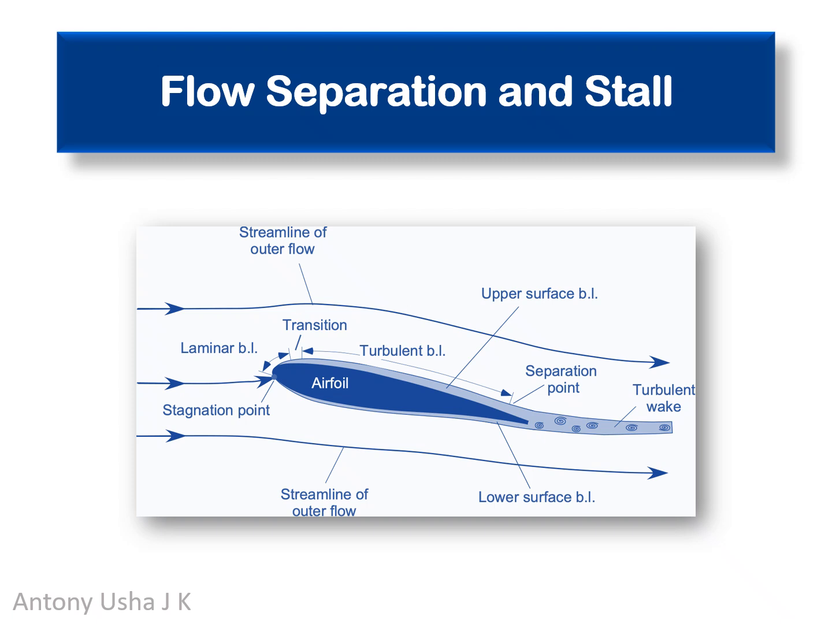Eventually, the flow may no longer follow the surface contour, leading to flow separation. This occurs at the separation point, typically on the upper surface. Beyond this point, a turbulent wake forms, causing a sudden loss of lift and an increase in drag. This condition is known as aerodynamic stall. Managing the boundary layer and delaying the separation is essential for maintaining stable and efficient flight.